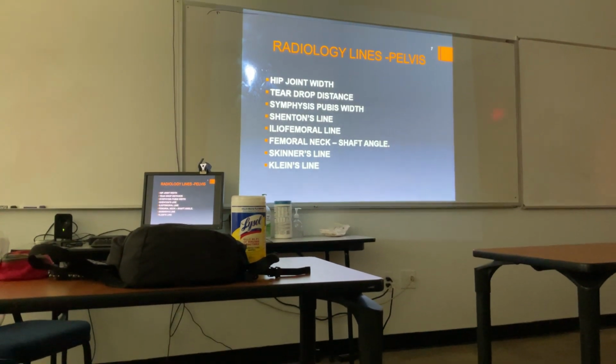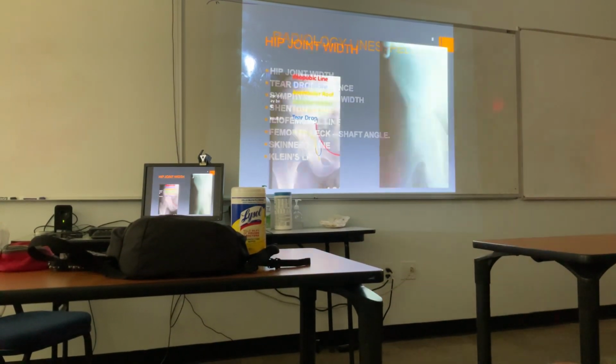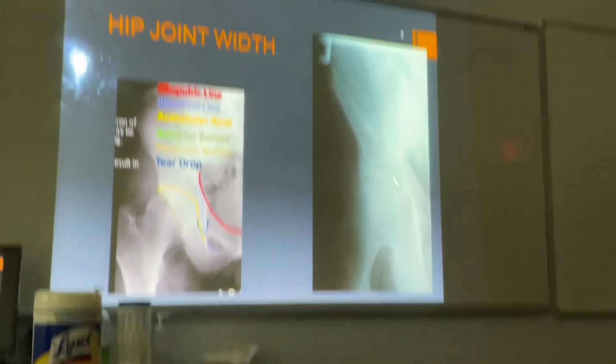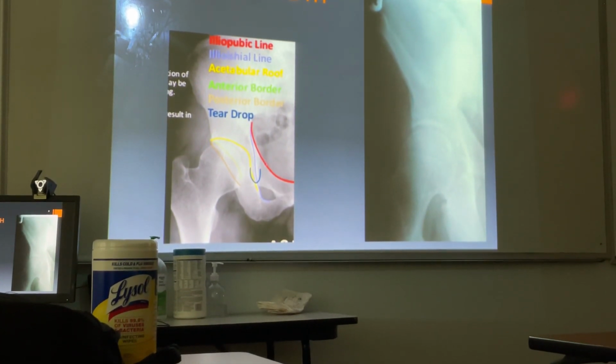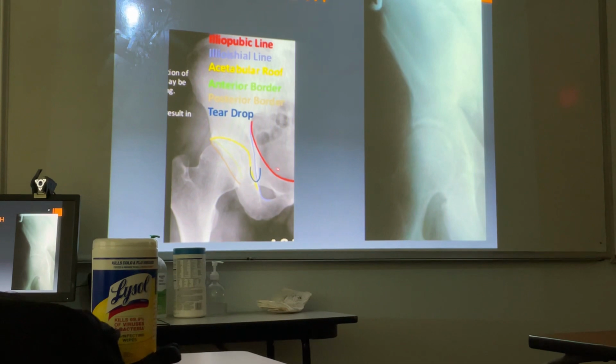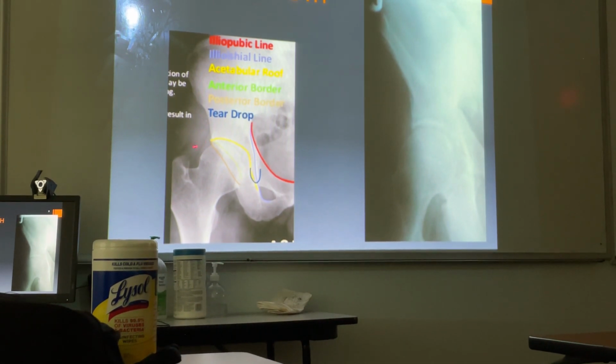All right, so now we're going to be talking about all of these. This is a normal hip exam, so let's do the lines first, the colored lines. This is the iliopubic line, and it's the stronger component of the hemipelvis, if you want.